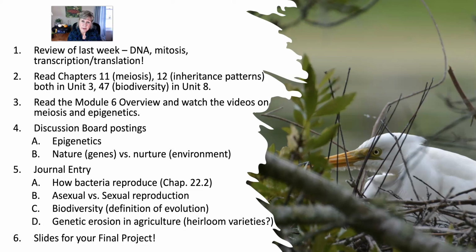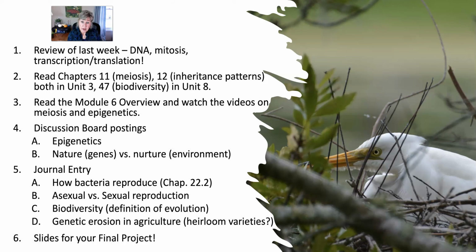So bacteria reproduce through a process called binary fission. That means to split into 2. Binary, 2. Fission, to split. Okay, they split in 2. They don't do sexual reproduction. So this means that the mother cell produces 2 daughter cells that are exactly like the mother cell.